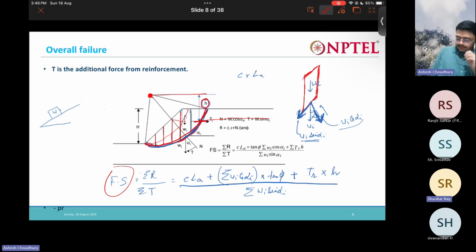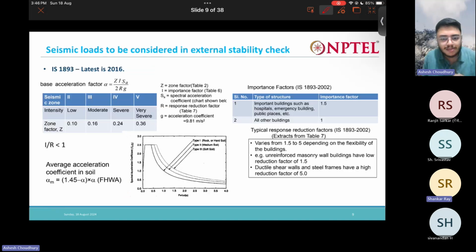That means it will be hi. h will be different for different wedges. So here you will have say one more T, so this will be another h like that. That will be the summation of TR i hi. Here we have considered only one reinforcement.